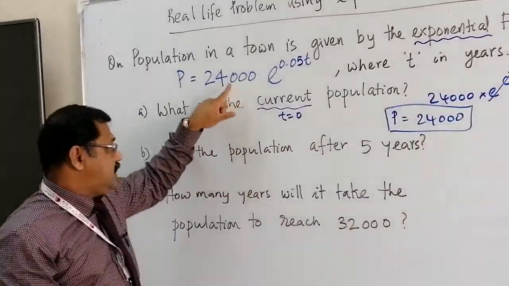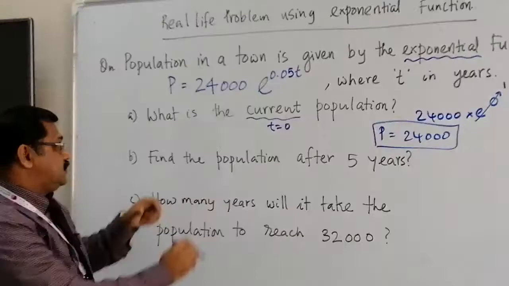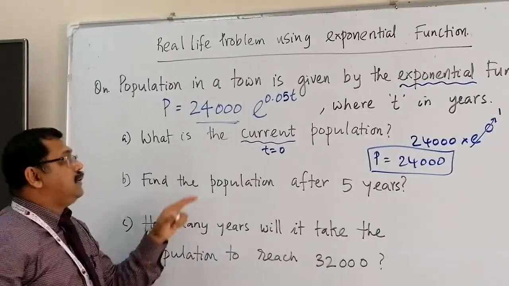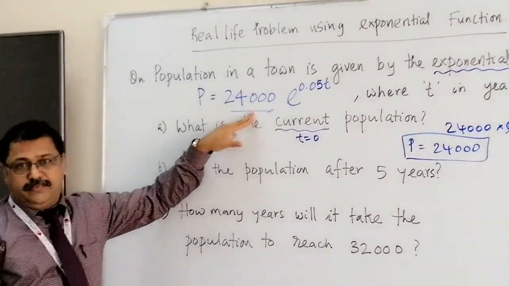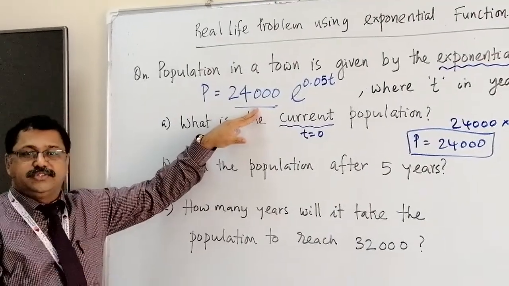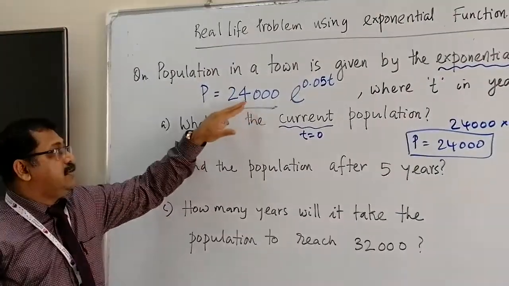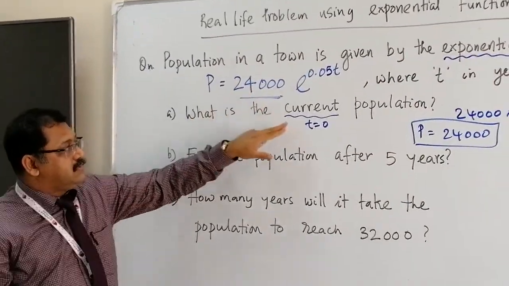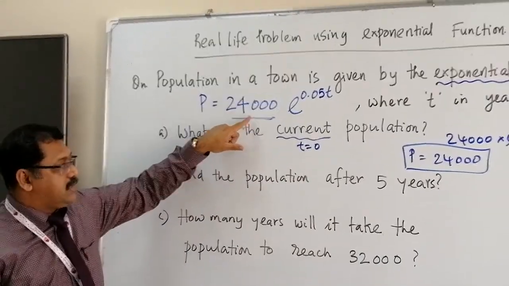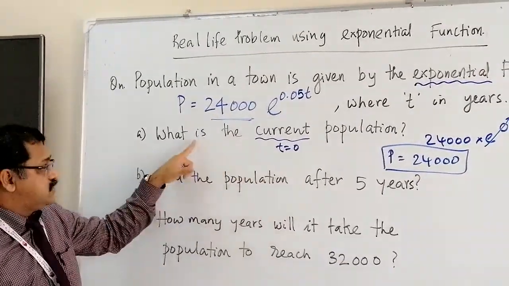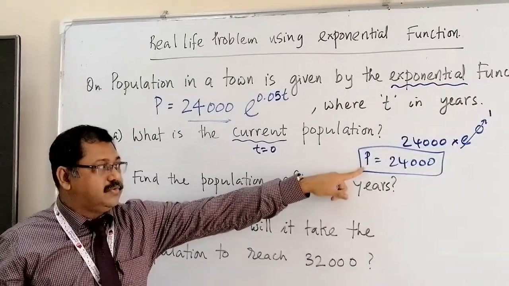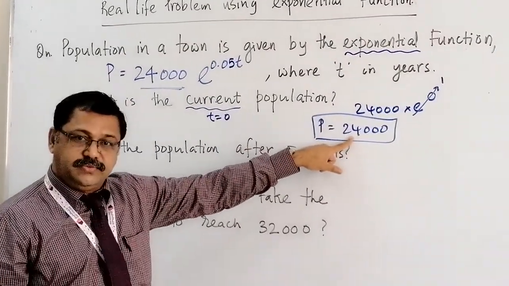Or we can say that this number 24,000 will always be the starting value. So if you consider the current population, it means the starting value. 24,000 is the value right now when t equals 0. So the answer for the current population will be 24,000.